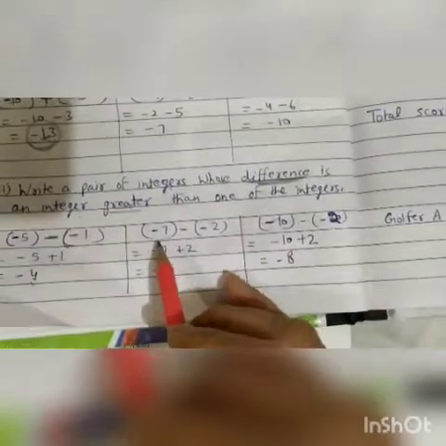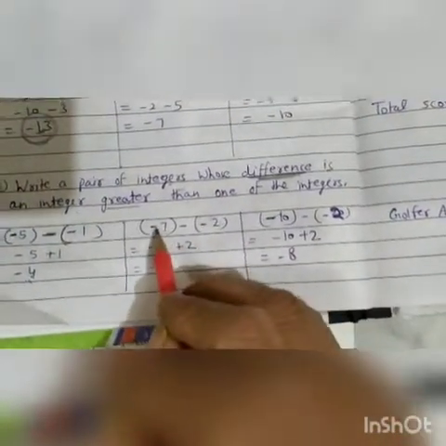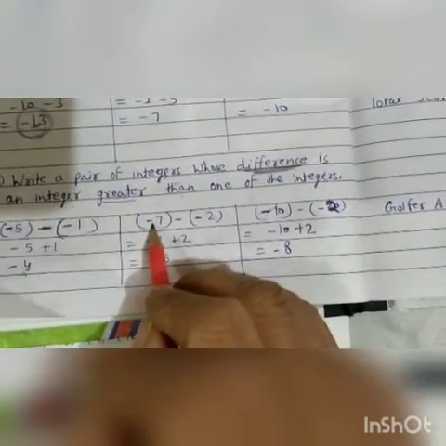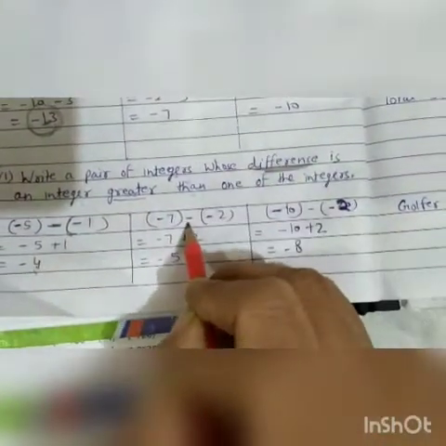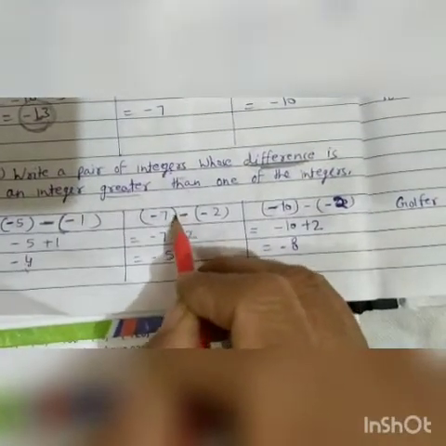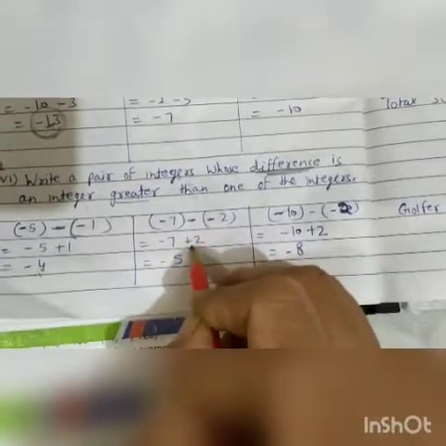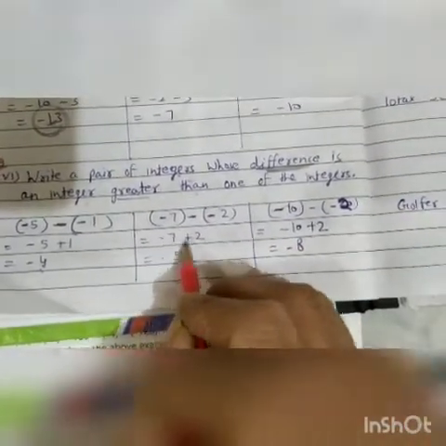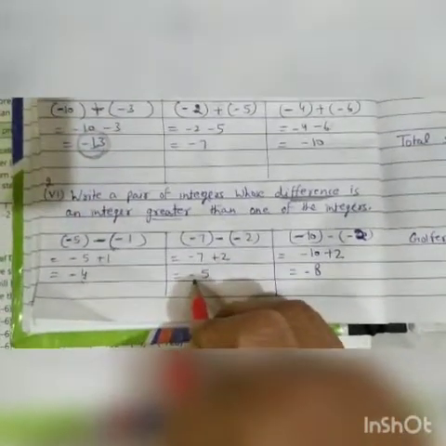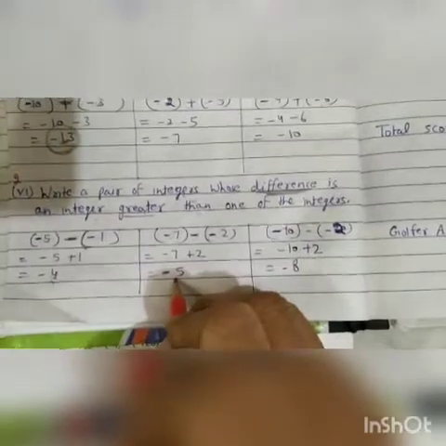Next example. Here I have written minus 7 and minus 2. I have taken these two integers, minus 7 and minus 2. Then their difference. Difference means minus. We have to put a minus sign between these two brackets. Now minus 7. This minus 2 will become plus 2 because out of this bracket there is a minus sign. So when we solve it, it becomes minus 5. Again minus 5 is greater than minus 7.